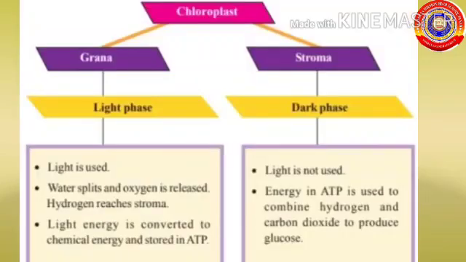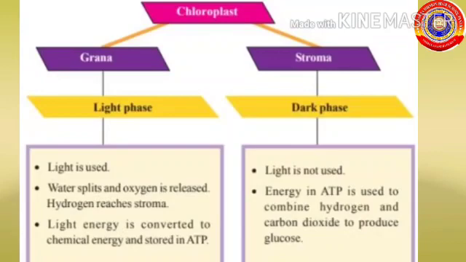Our next topic is the phases of photosynthesis, which has two phases, light phase and dark phase. Light phase takes place in the grana of the chloroplast and dark phase takes place in the stroma of the chloroplast. In the light phase, light is used. Here, water splits and oxygen is released and hydrogen moves to the stroma. Here, light energy is converted to chemical energy and it is stored in ATP molecules.